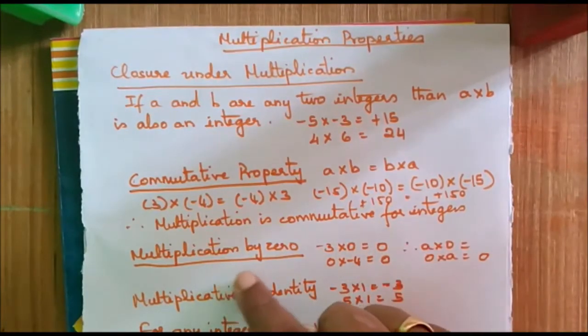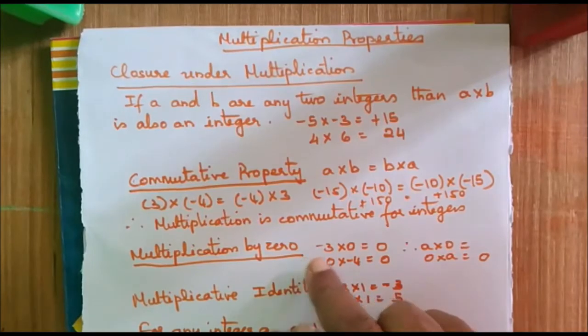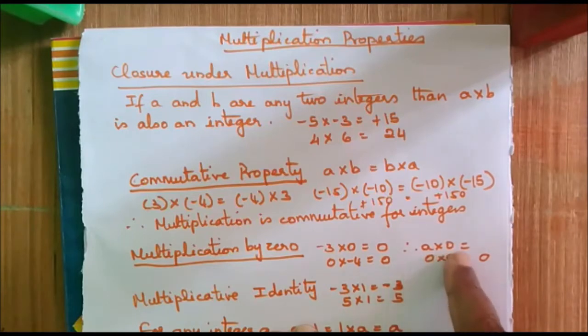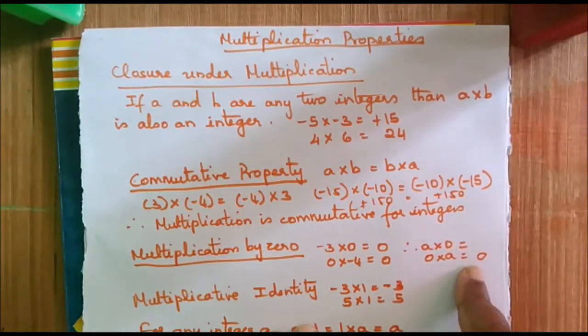Now we will take multiplication by 0. If we multiply any number by 0, we get 0. 3 into 0 is 0. 0 into minus 4 is 0. Therefore, a into 0 is equal to 0 into a, which is equal to 0.